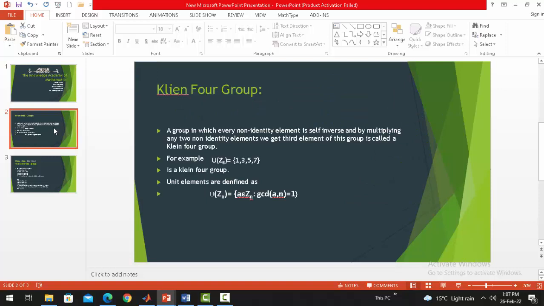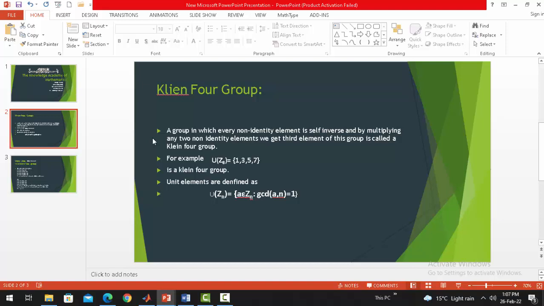In a Klein 4 group, there are basically three properties. The first property is that it is a group of 4 elements. The second property is that each non-identity element is self-inverse. And the third property is that composing any two non-identity elements gives the third non-identity element of this group. Such a group is called a Klein 4 group.